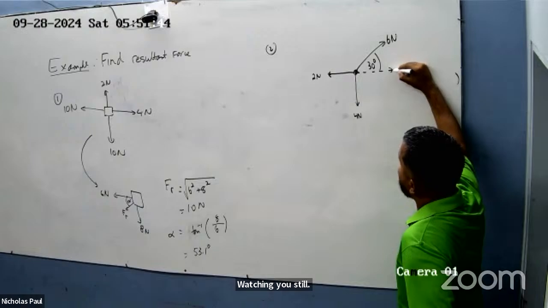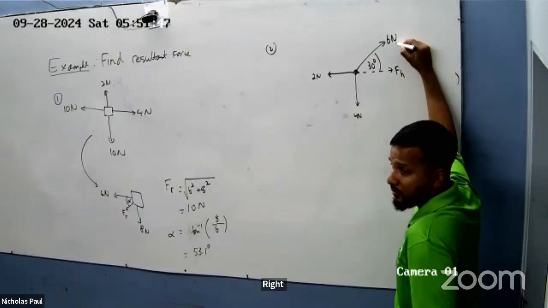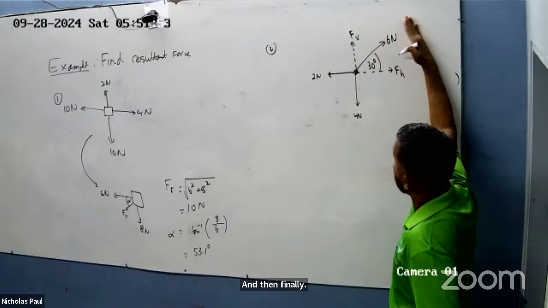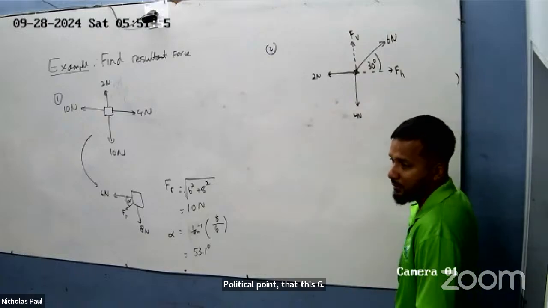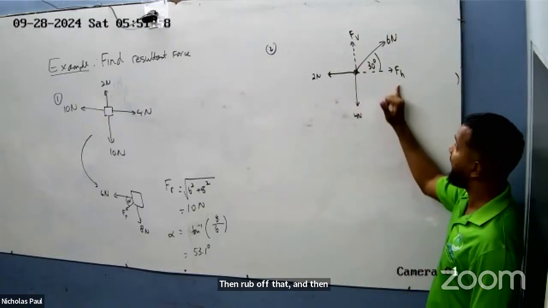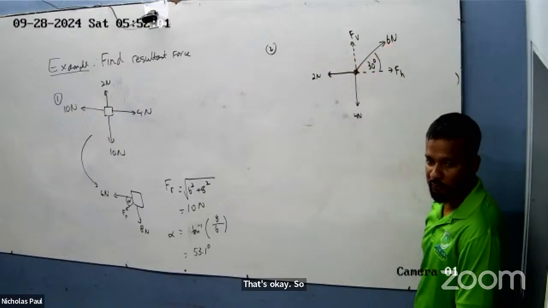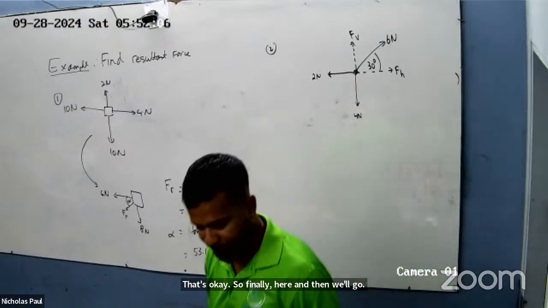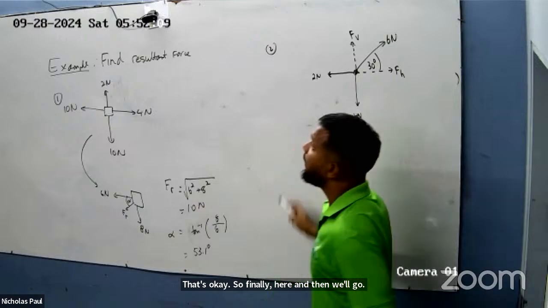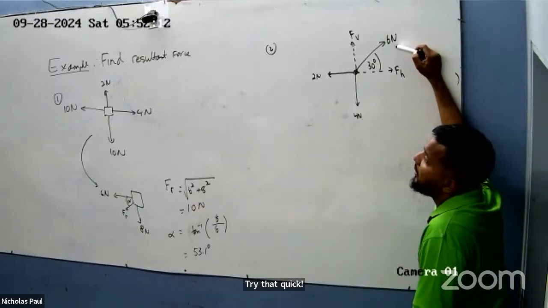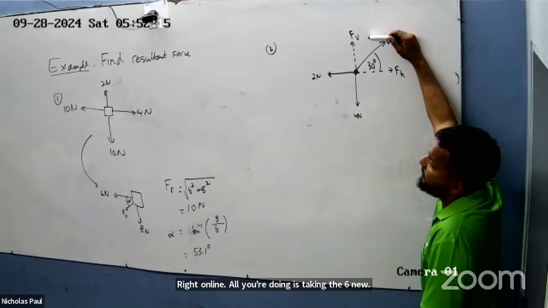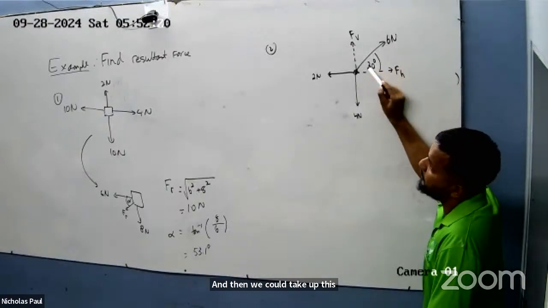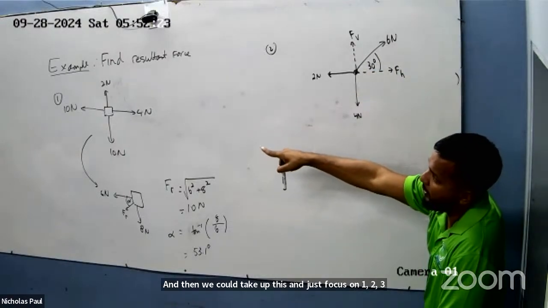So find the horizontal component of this 6. And then find the vertical component of this 6. Then work it out just like that. So find the 2 components here and then we'll go on. You okay with that? Try that quick. All you're doing is taking the 6 newtons and resolving it horizontally and vertically. And then you can just focus on the 4 forces, just like that example there, and do it out.